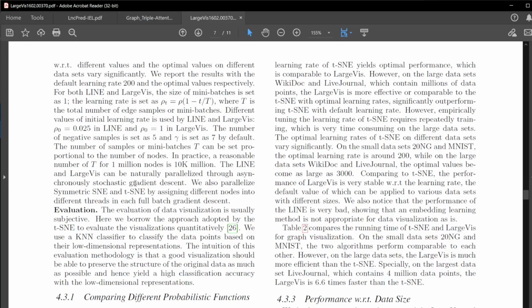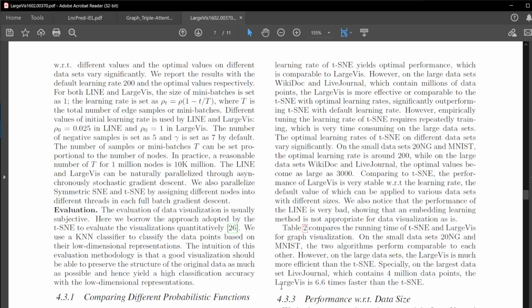Table 2 compares the running time of t-SNE and LargeVis for graph visualization. On the small data sets 20NG and MNIST, the two algorithms perform comparably to each other. However, on the large data sets, the LargeVis is much more efficient than the t-SNE. Especially on the largest data set LiveJournal, which contains 4 million data points, the LargeVis is 6.6 times faster than the t-SNE.